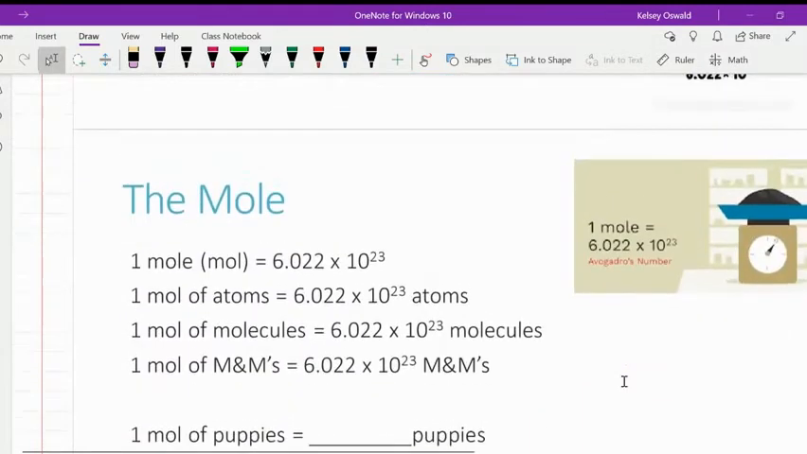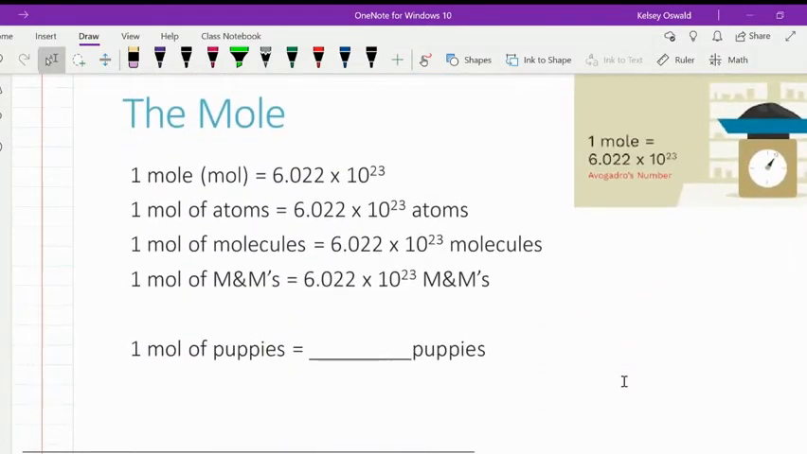Okay, so look at some examples. If we have a mole of atoms, that means we have 6.022 times 10 to the 23rd atoms. You have 1 mole of molecules. That means you have 6.022 times 10 to the 23rd molecules. If you have 1 mole of M&Ms, you have a boatload of M&Ms. You have 6.022 times 10 to the 23rd M&Ms. Likewise, 1 mole of puppies. How many puppies would we have? You got it. 6.022 times 10 to the 23rd.